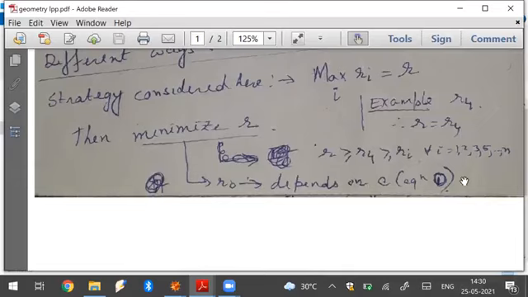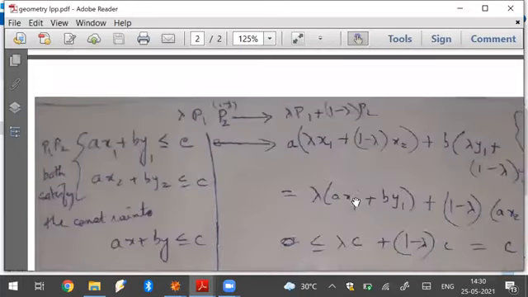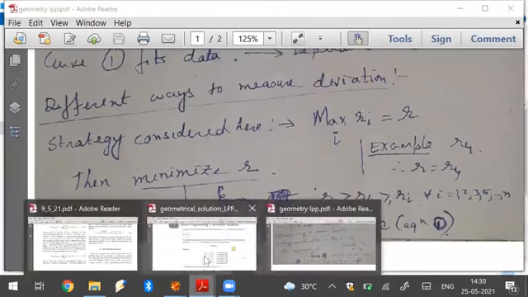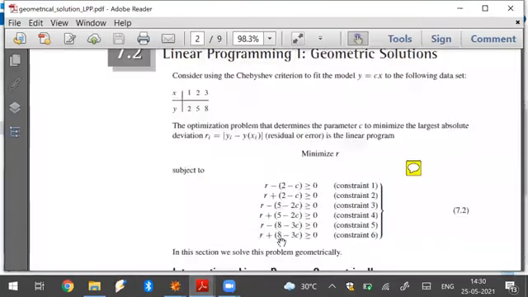You minimize R. Minimize R means you minimize a function of C subject to some constraints. So that is the thing which we are going to do here. Now, how are the constraints coming? Here they are giving a list of constraints, right? Up to this we are clear what we are actually trying to minimize: the largest absolute deviation, that is, the maximum of all the Ri. Because once this is minimized, that will give you the best fitting curve.